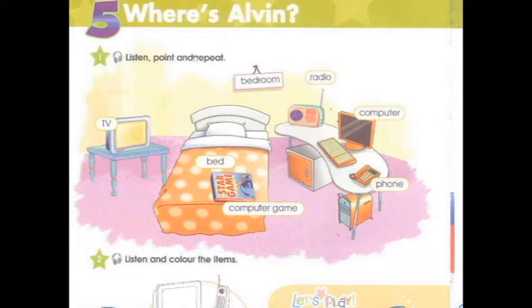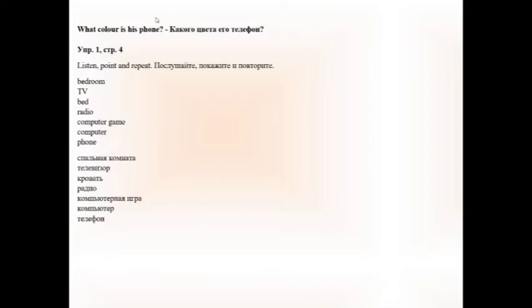Boys and girls, we must do exercise number 2. Listen and call the items. Listen and write the color in your notebook. Послушайте и запишите цвета в тетрадь. This is Agent X. His TV is blue. His phone is red. His computer is green. His watch is yellow.